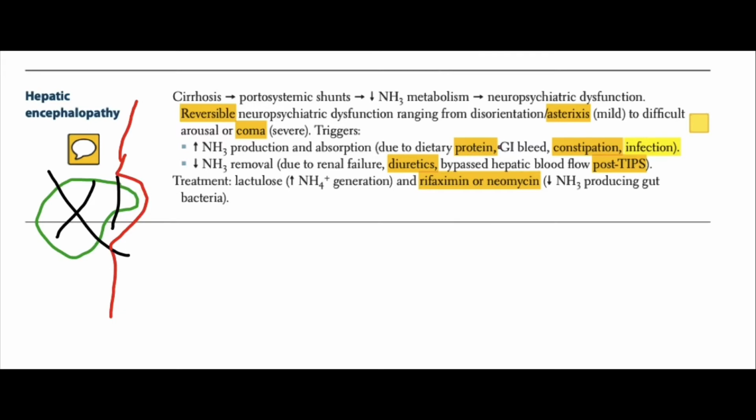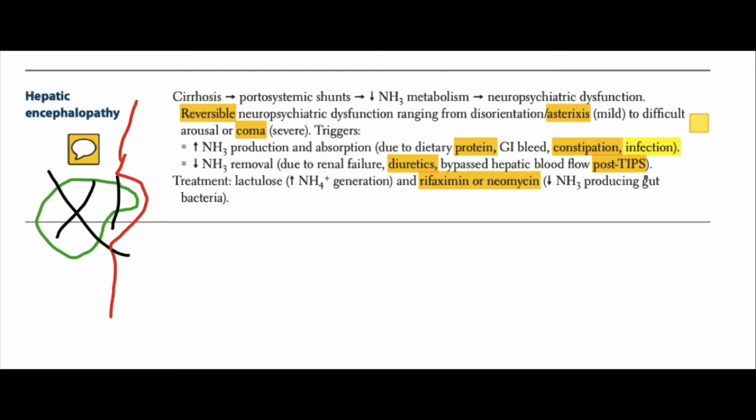Another condition is GI bleed, and the third one is constipation. When there is constipation, the GI tract is moving very slowly, so the food inside the GI tract will get more time to be absorbed, so that is why there will be increased ammonia production in the GI tract. And another condition is infection, that will be the infection of the GI tract, because the ammonia is produced inside the GI tract by the bacteria.